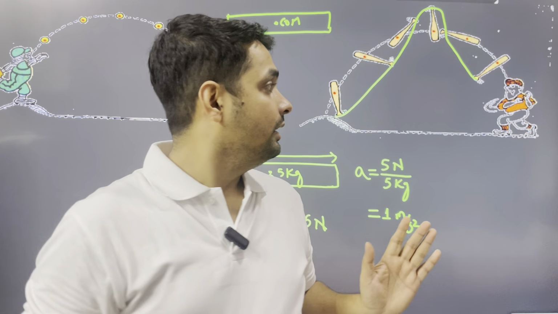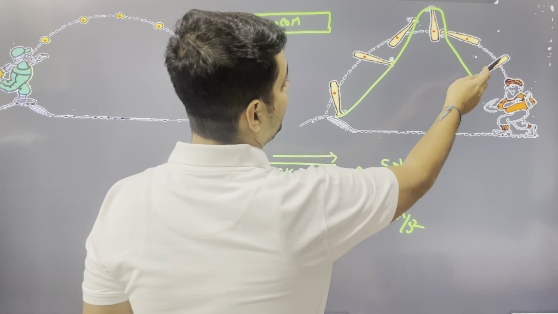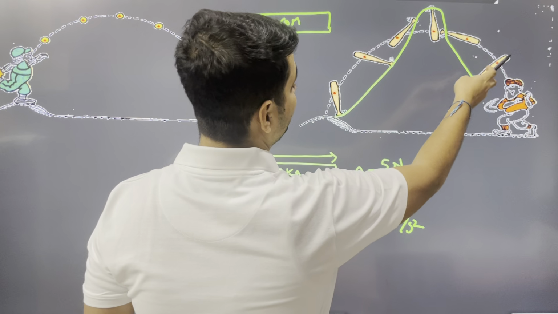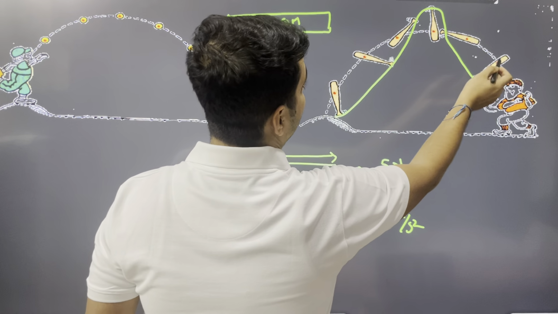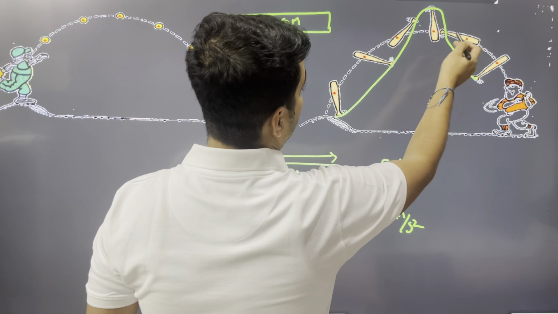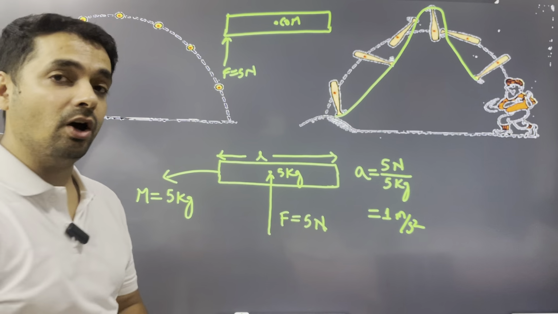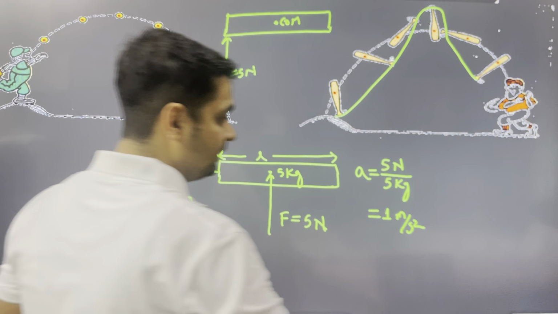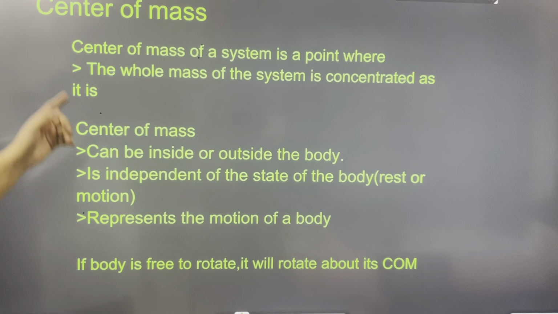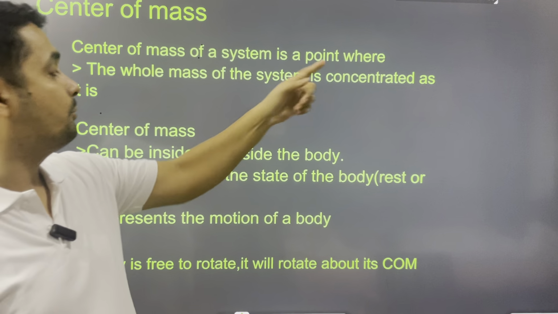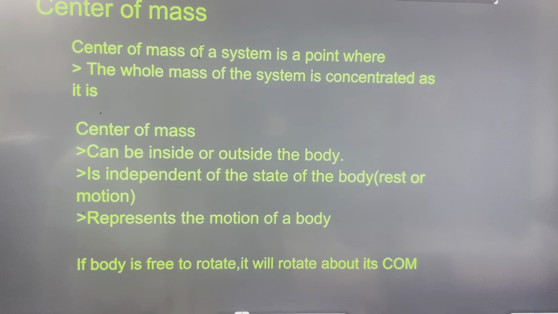Okay, now here you can see, when I project one extended body in this way, this extended body is rotating like this. Here you can observe that this whole body is rotating about this red dot point. So this red dot point is nothing but the center of mass. Now we can say that the center of mass of a system is a point where the whole mass of the system is to be concentrated.